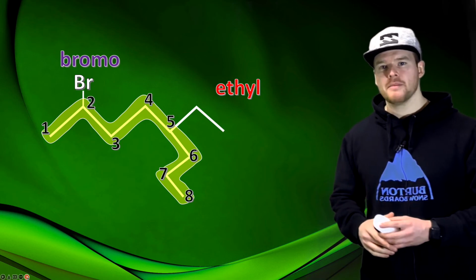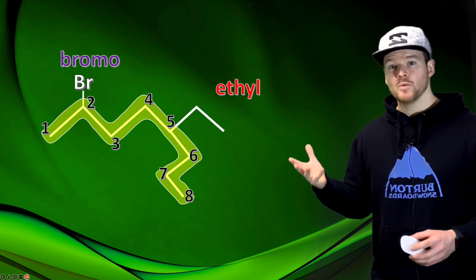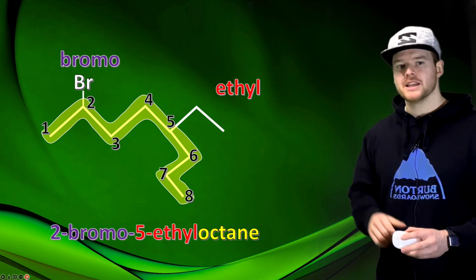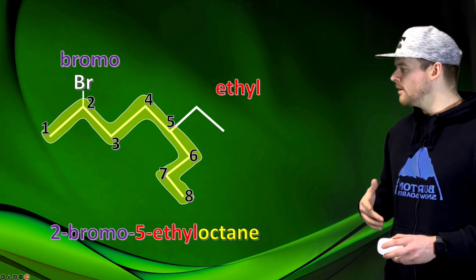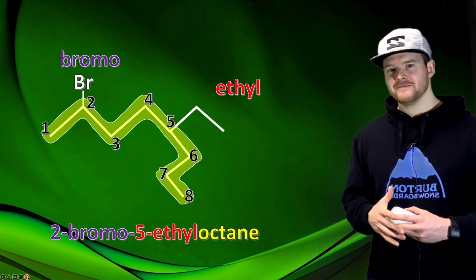We have to put them in alphabetical order. So the bromo would come before the ethyl. So when I put the name together, I get 2-bromo, 5-ethyl, octane.